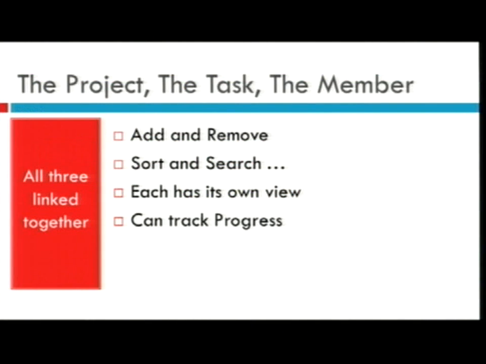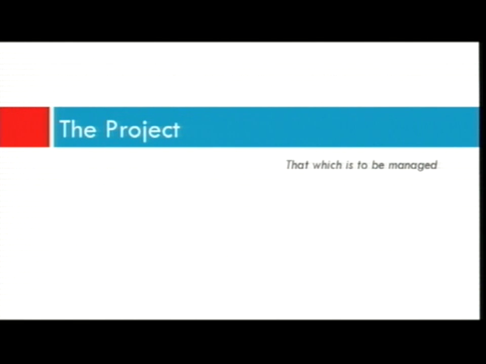So enter our app. The three pillars of our app are the project, the task, and our member. All three are linked together, and you can perform basic operations such as adding or removing a project, a task, or a member to any of them. They have sort and search, and each one has its own view. And you can also track your progress within each of these. Like you can track the progress of your project, your task, or your member within the project. So first let's look at the project view.